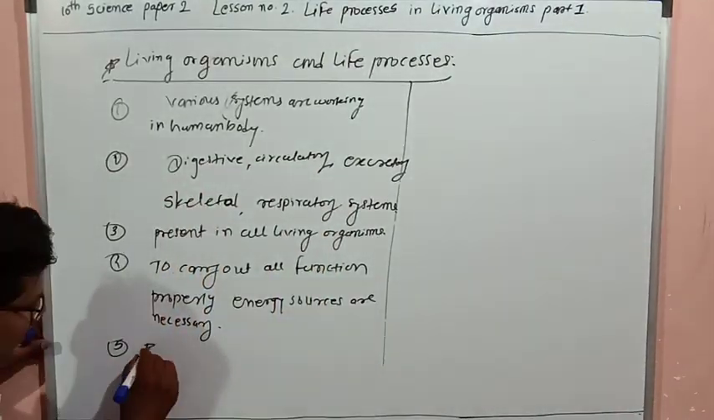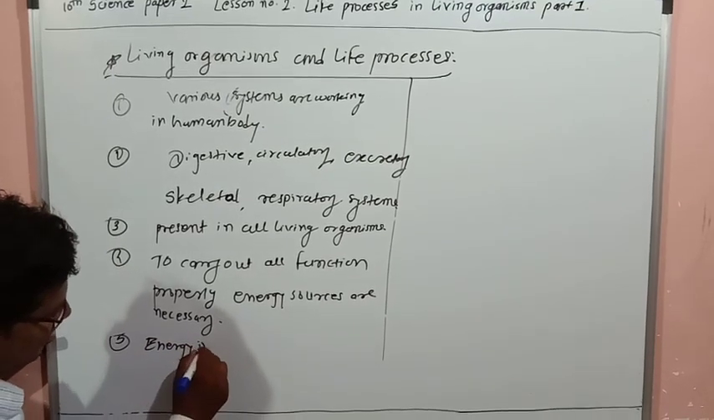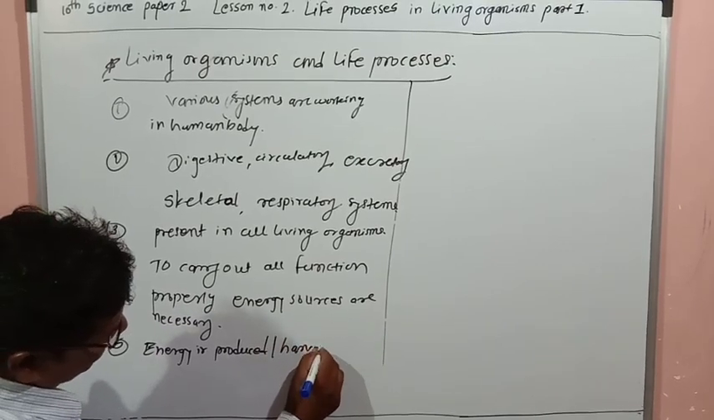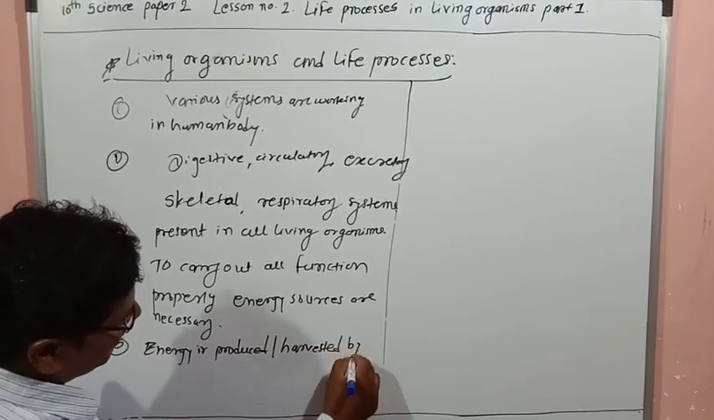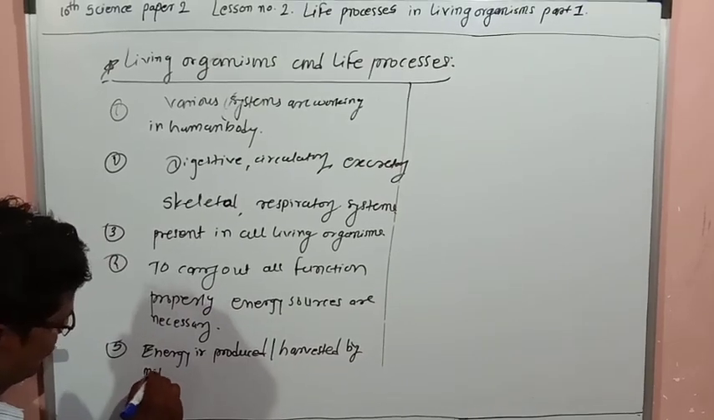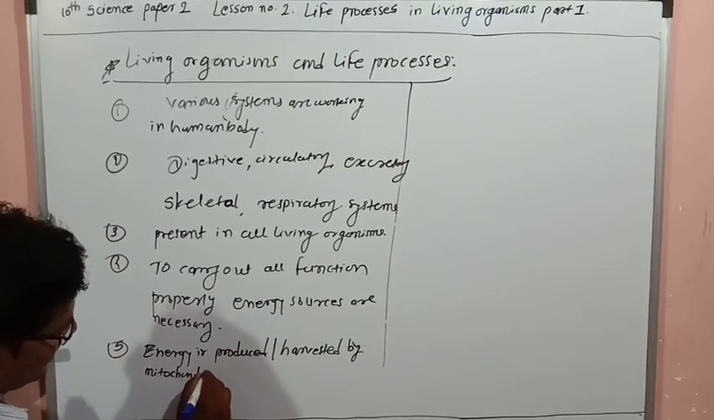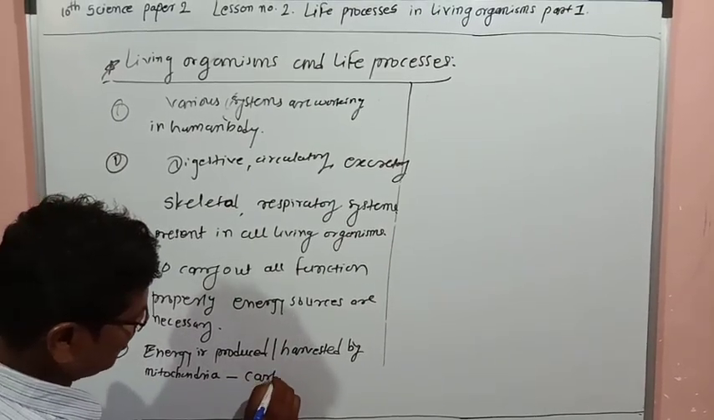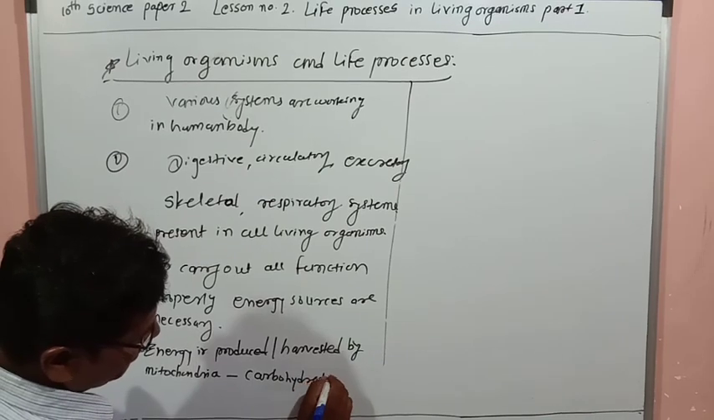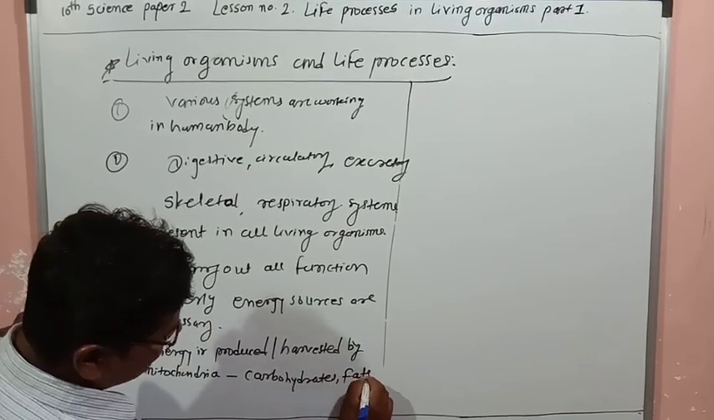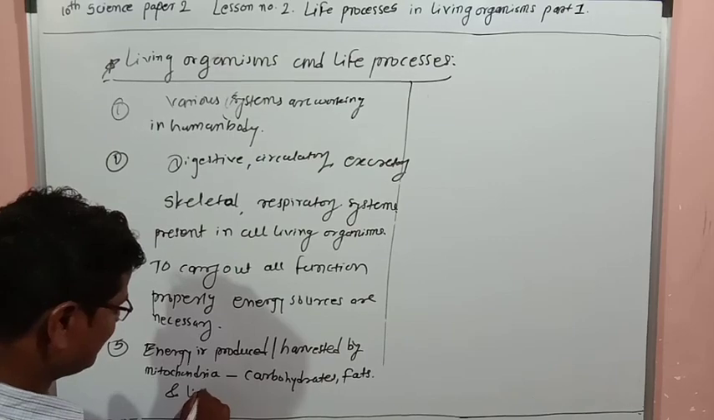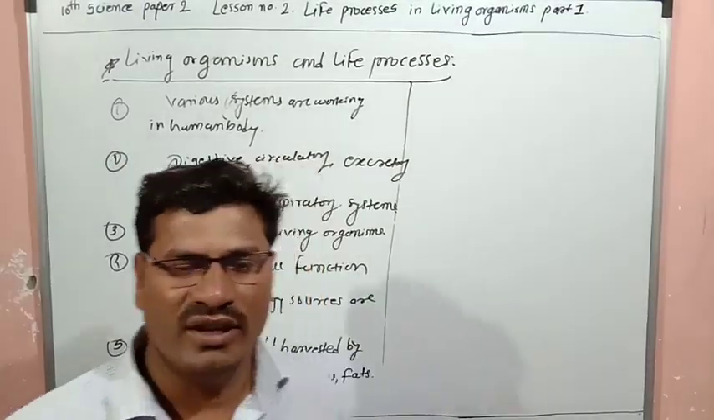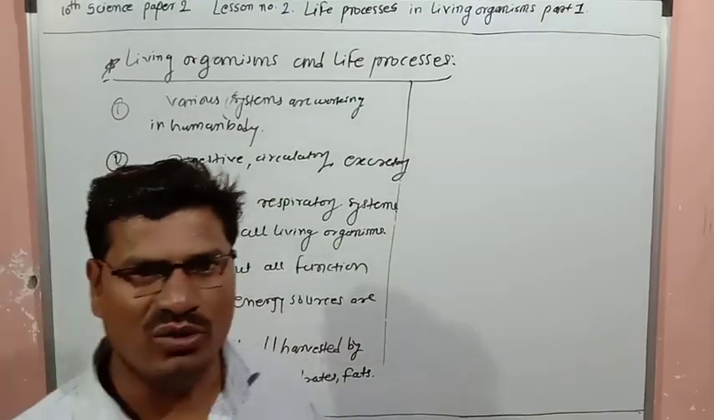So energy is produced or harvested. Harvested means produced by mitochondria. Who is producing energy? Mitochondria are producing energy. But from what? They are producing energy from carbohydrates, fats and lipids. From these materials, these nutrients, energy is obtained by the mitochondria.